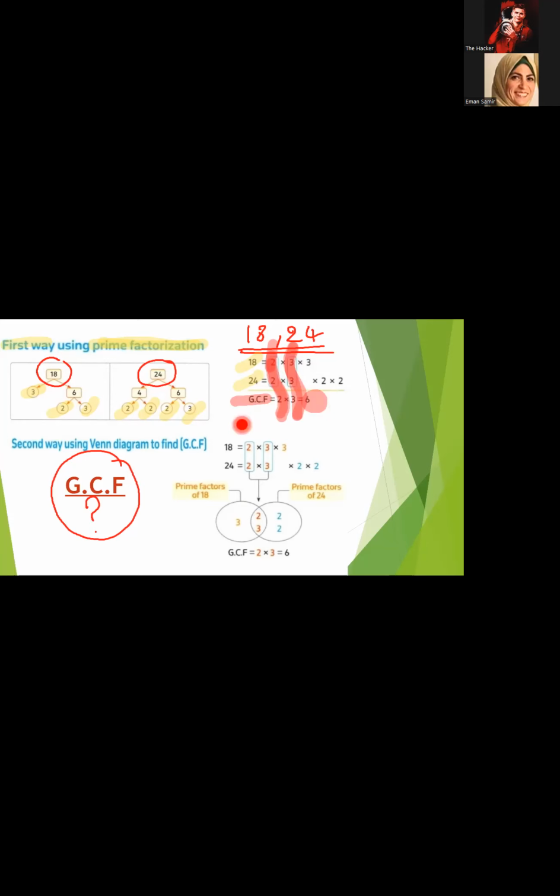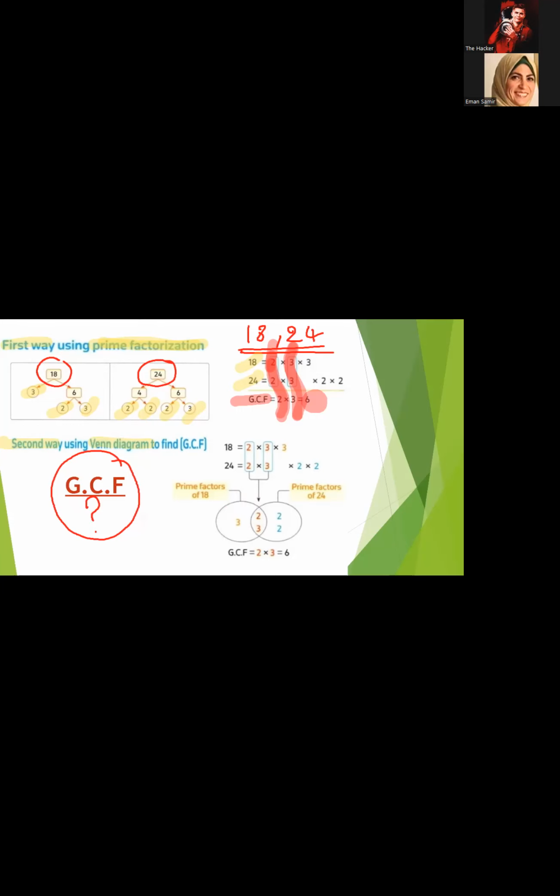Is there another way to solve the GCF? Yes, there is another way. What is this way called? It is called the Venn diagram. What is a Venn diagram? Drawing a circle and another circle intersecting in an overlapped area. Having two circles intersected together in this area, I can solve the GCF by another way, which is called the Venn diagram.